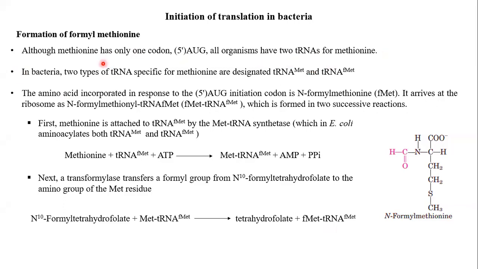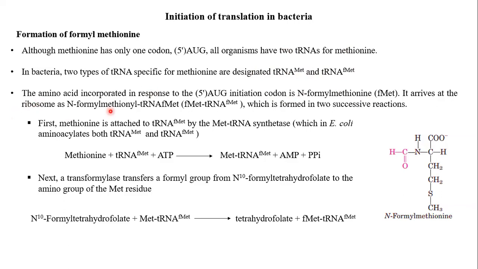In bacteria, there are 2 types of transfer RNA specific for methionine, and this is how they are designated. Remember these designations: tRNA Met and tRNA fMet. These are the 2 transfer RNAs for methionine. So this tRNA fMet is exclusively for initiation and this tRNA Met is for methionine which will come in the sequence of the polypeptide.